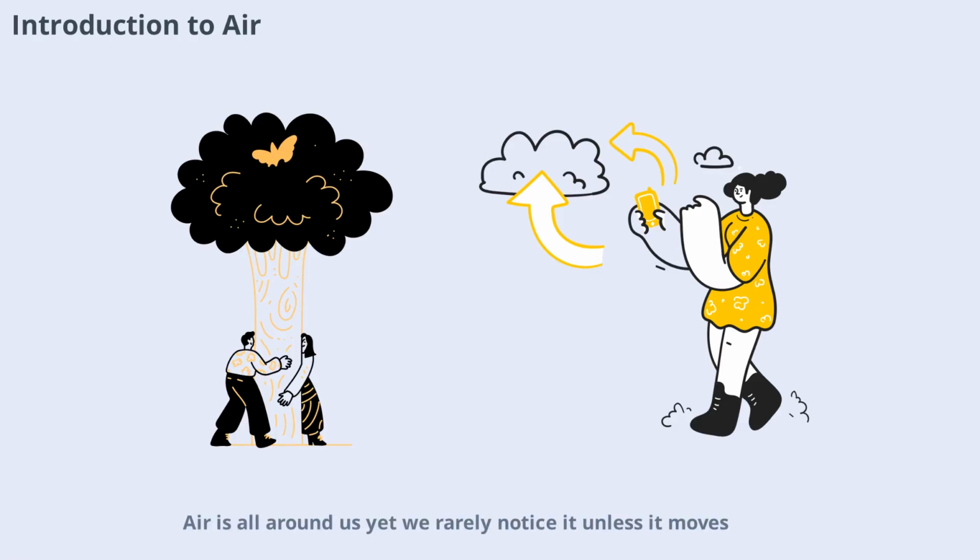Air is all around us, yet we rarely notice it unless it moves. Think about the rustling leaves, swaying clothes, or fluttering pages of a book when a fan is switched on. These everyday moments remind us of air's presence even though we cannot see it. Air is essential for all living things, as we learned in earlier chapters. In this video, we'll explore what air is, where it exists, and why it's so important for life on Earth.